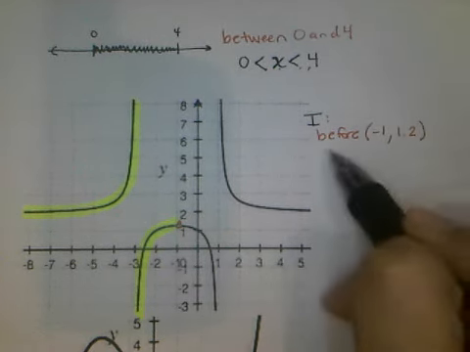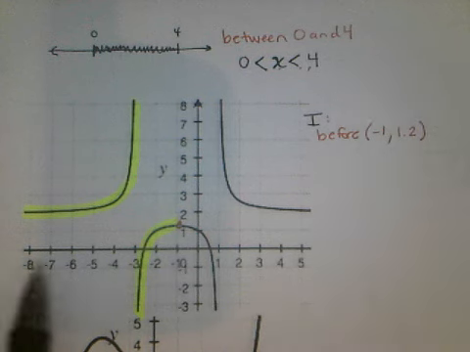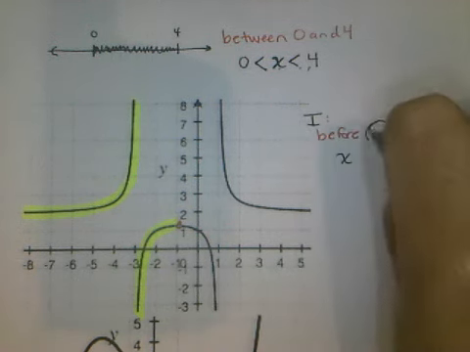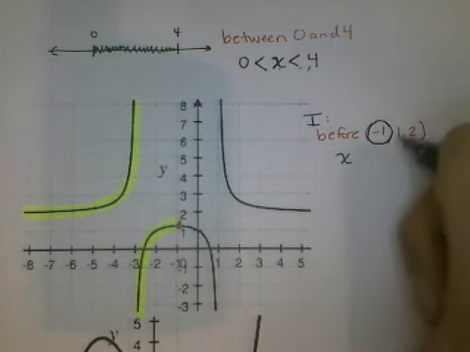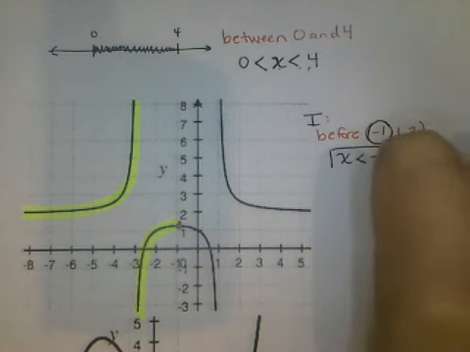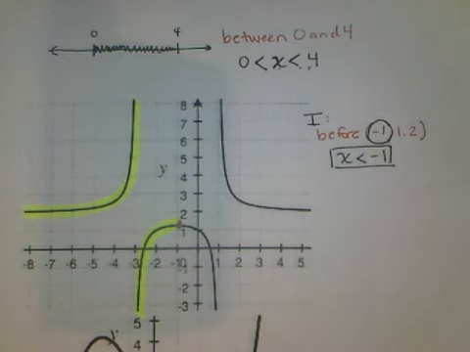To translate that into an inequality, we're going to focus only on the x-axis, which means we're really only going to need the x-coordinate of the point, and before means I should use a less than symbol. This graph is increasing when x is less than -1.